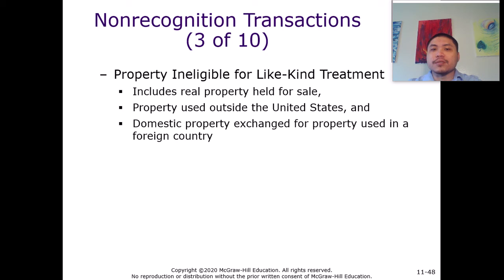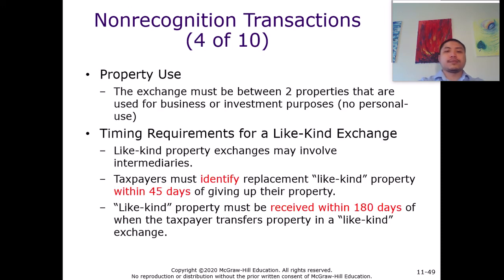So here are some of the cases where the properties are not eligible to be considered as like-kind properties. We have to be careful of the characteristics of the transaction. Property use also, we talked about this. The exchange must be between properties that are used for business and investment. It cannot be personal use, and cannot be residential properties.